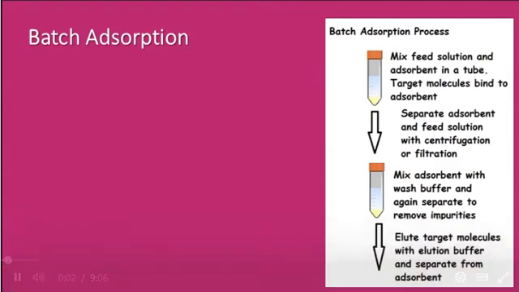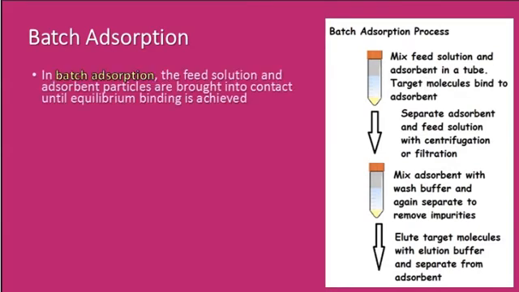In this last lecture, we're going to talk about the different ways that absorption can be carried out. So with batch absorption, you're going to do it in some kind of tube or flask or some kind of container. And you're going to mix the feed solution and the absorbent particles. You can mix them by stirring or vortex or anything like that. And the two are going to come in contact until an equilibrium binding is achieved and your target molecules bind to that absorbent. So here, that's this first step here.